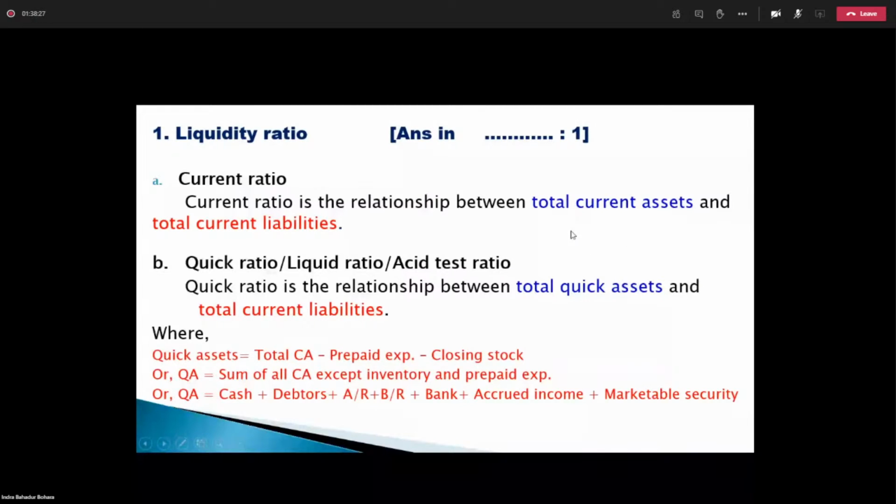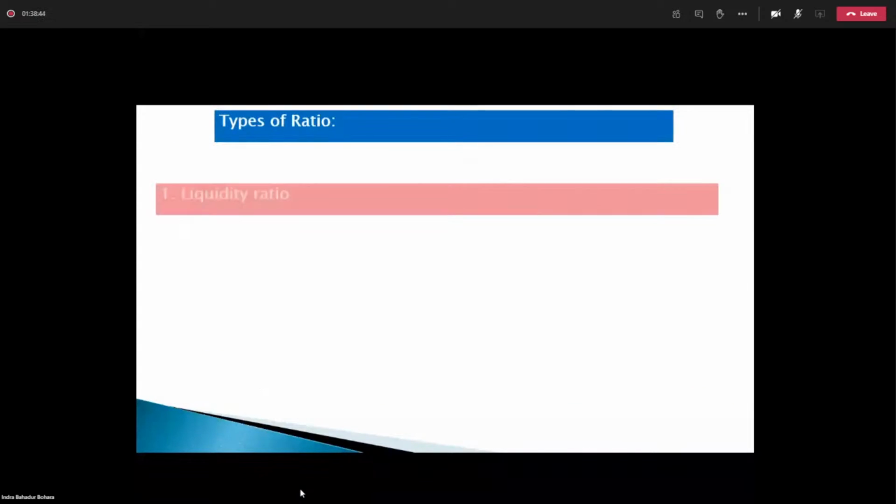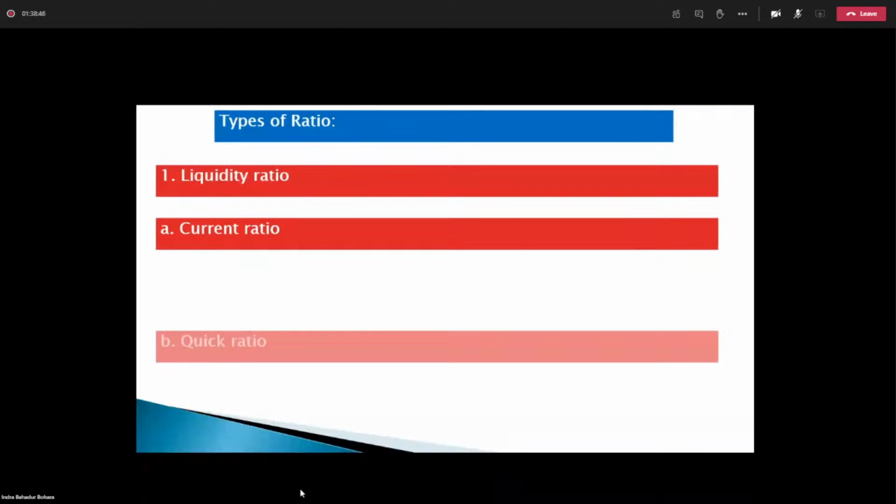So here you have seen first factor current assets and second factor current liability. First factor is in numerator, that is current assets. Second factor is current liability, that is in denominator. Similarly, in quick ratio, first factor is quick assets, second factor is current liability. First factor quick assets should be in numerator, second factor current liability should be in denominator. By this concept, we are going to derive the formula.